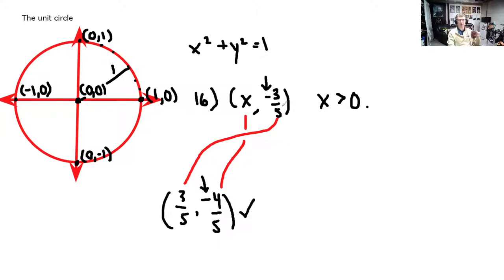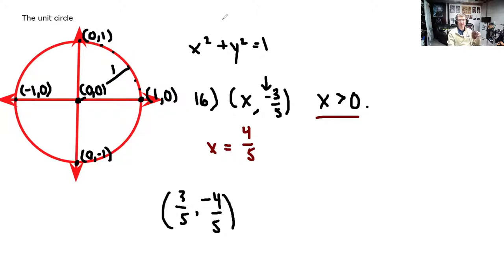The circle is full of symmetries like that. Full of symmetries. So we are going to know for sure, just from doing that previous problem, that this has to be either plus or minus 4/5. Which one? Well, x is positive, so it's plus 4/5. And that's just from the previous problem.